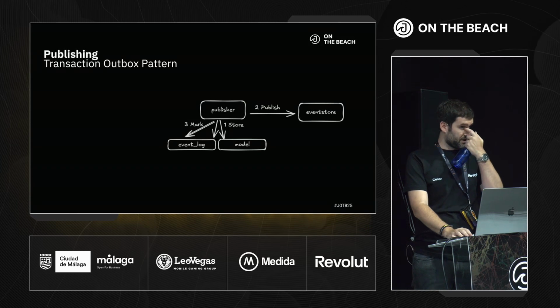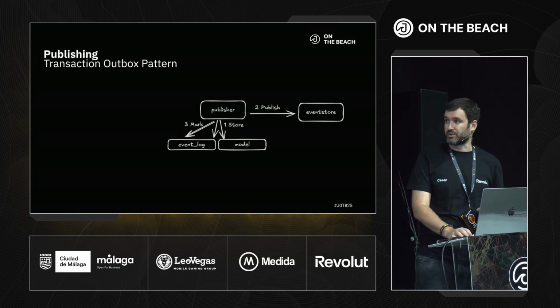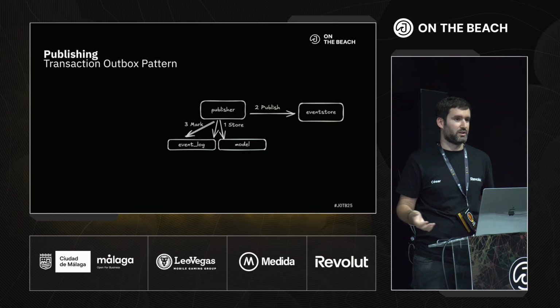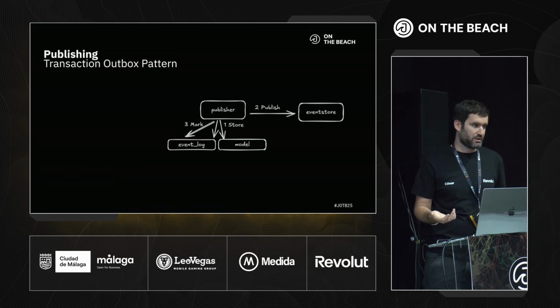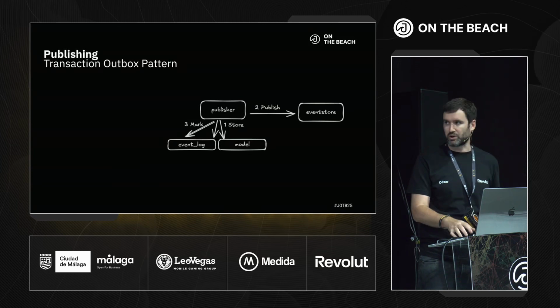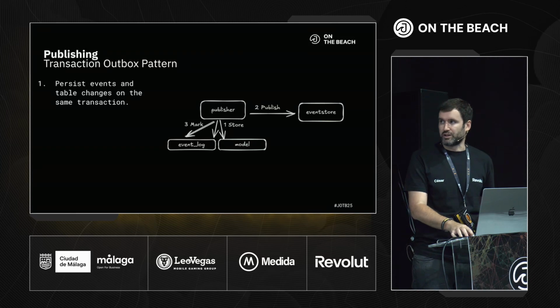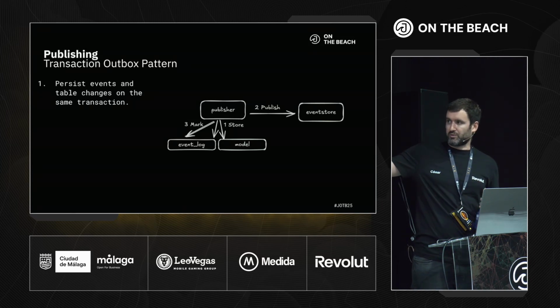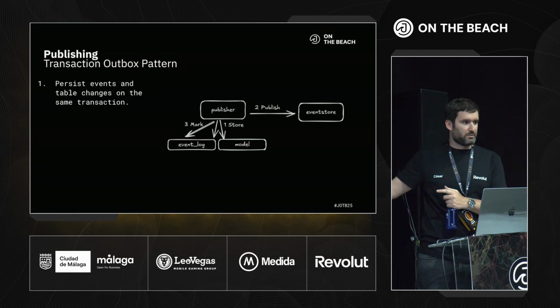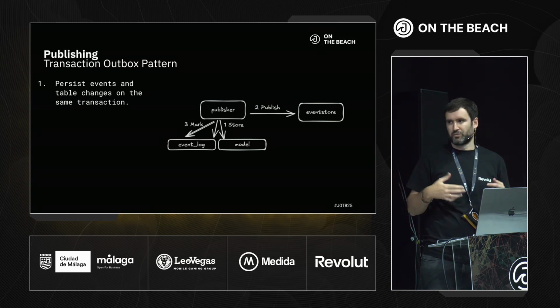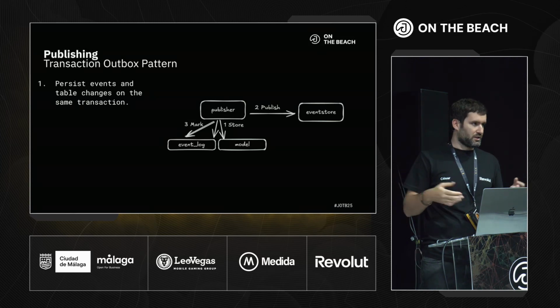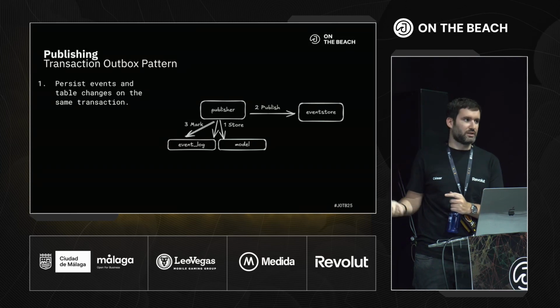First, we start with how we publish those events. For that, we are implementing the transactional outbox pattern. This is, I would say, quite straightforward. The idea is that for every model, we have a dedicated table. So for example, if you have an identity model, you will have an identity table.